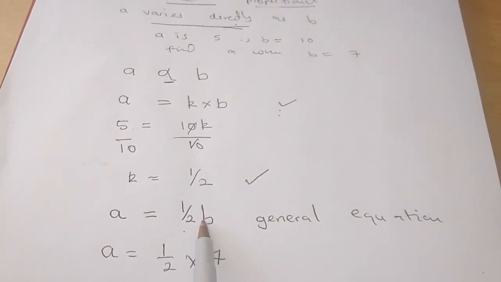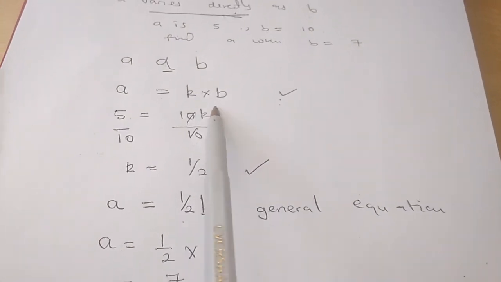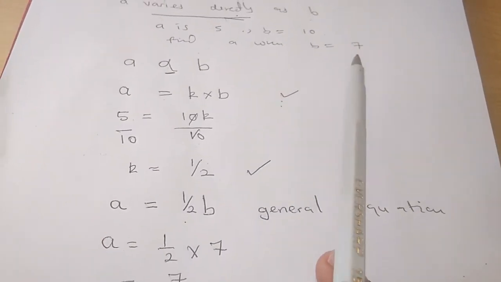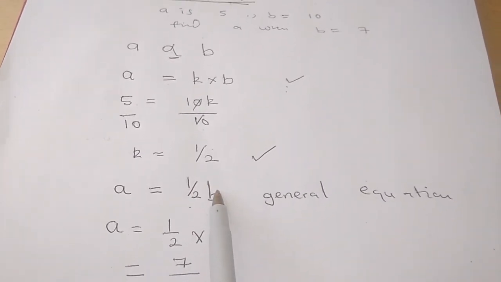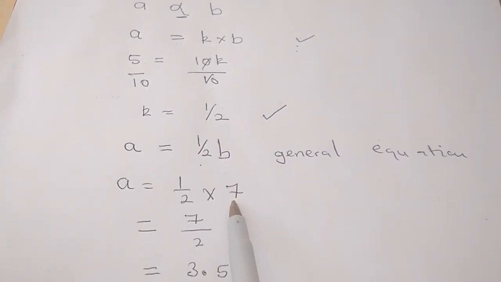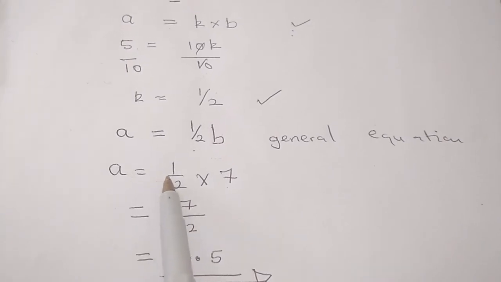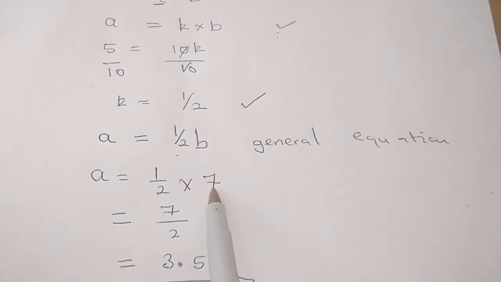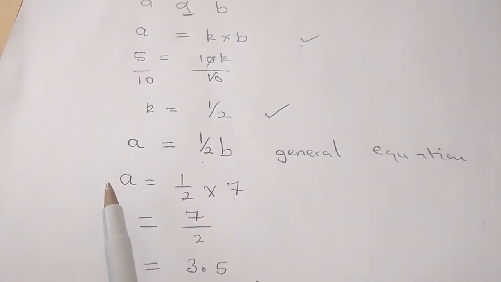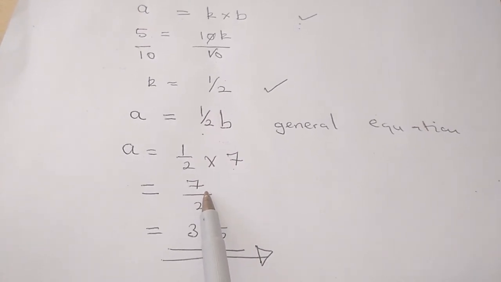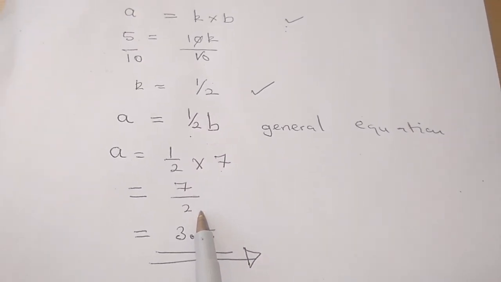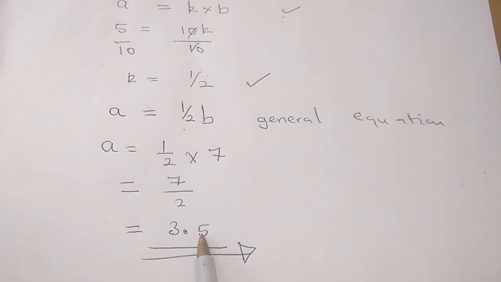Now I have to answer my question, which is saying find A when B is 7. Where there is B in this equation, I'm going to put 7. So it becomes A is equal to half times 7. Then I simplify that, 7 over 2. Therefore, A is equal to 3.5 as a decimal.